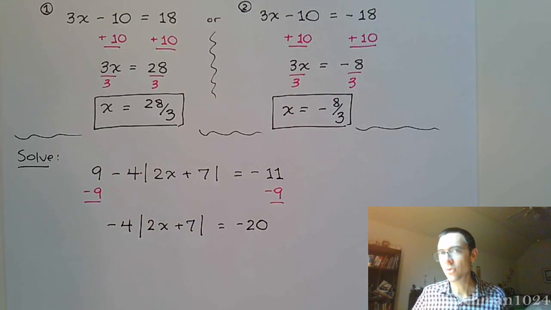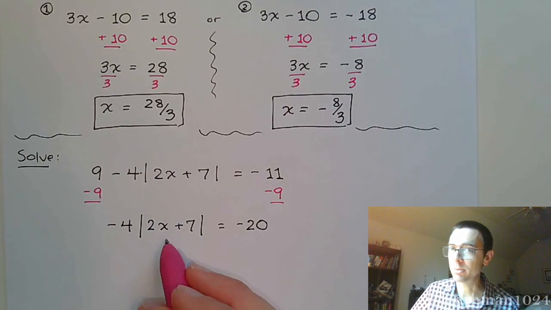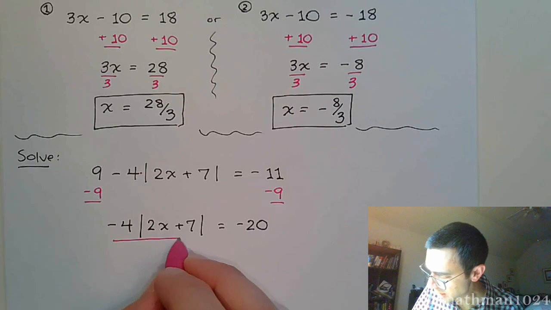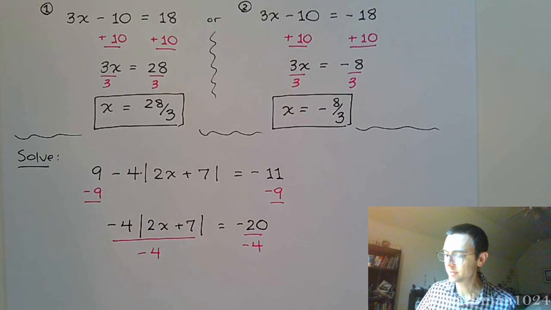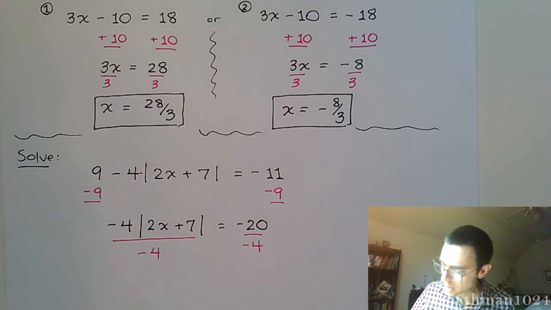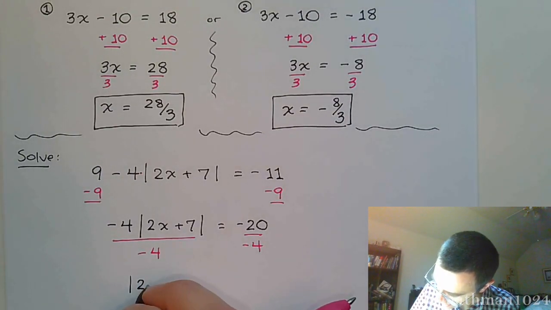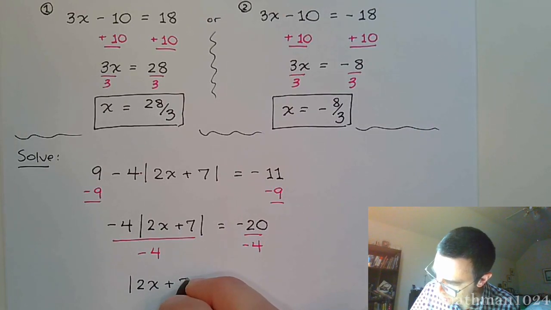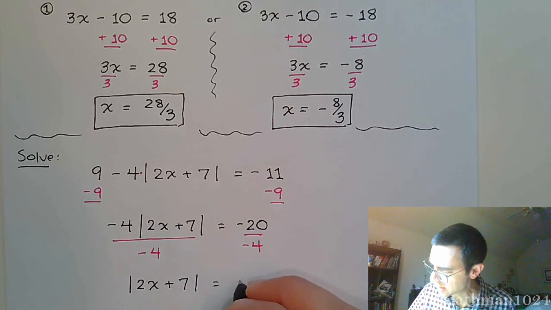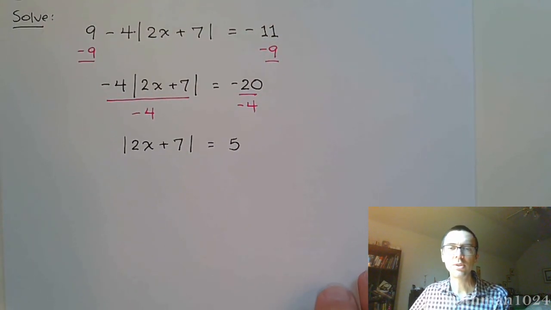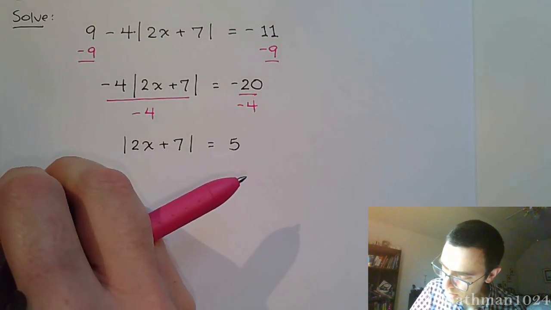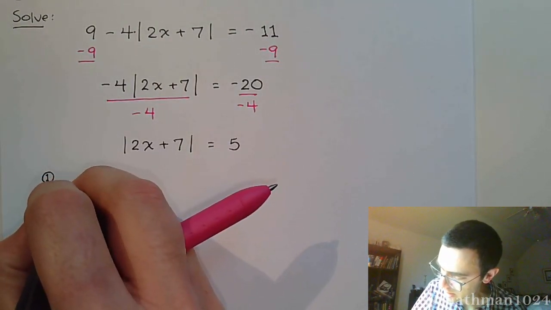Now, we are not quite ready to separate into our two equations because I have not gotten the absolute value by itself. Not until I divide both sides by negative 4. Okay? So now, we have the absolute value of 2x plus 7 is equal to 5. And now that you have the absolute value by itself, this is where you separate into your two equations.